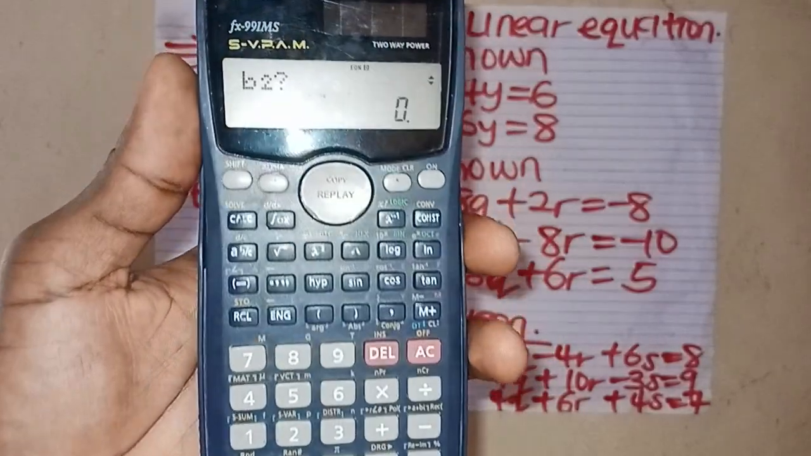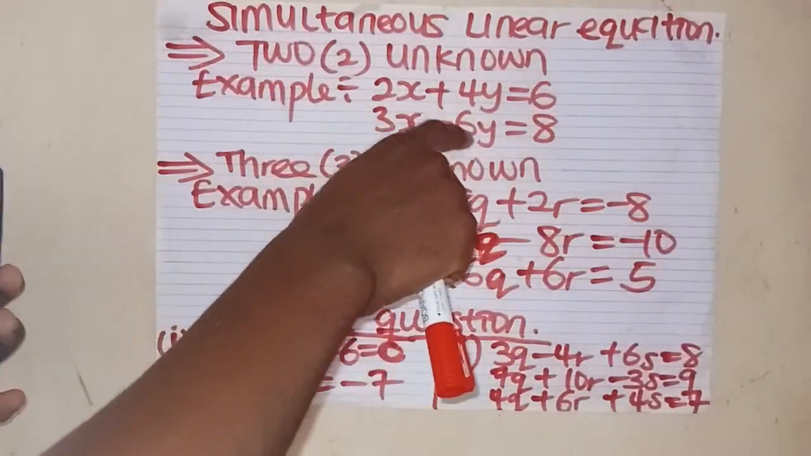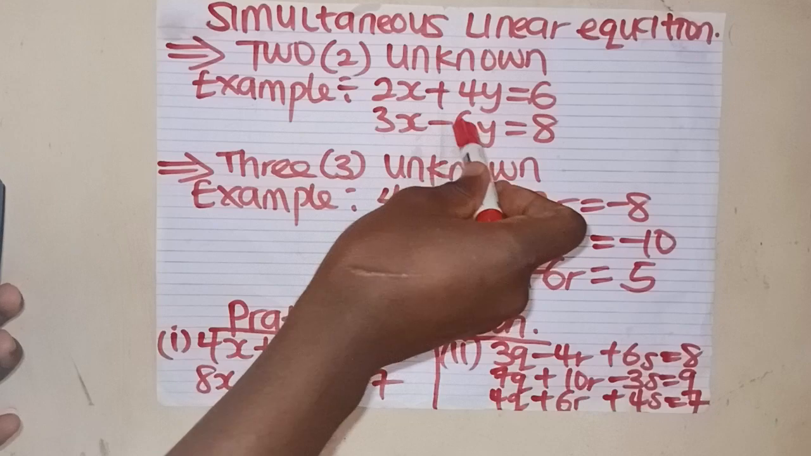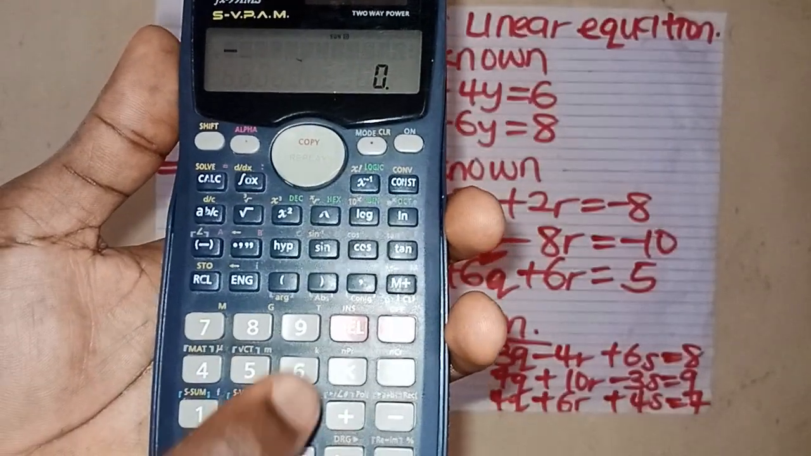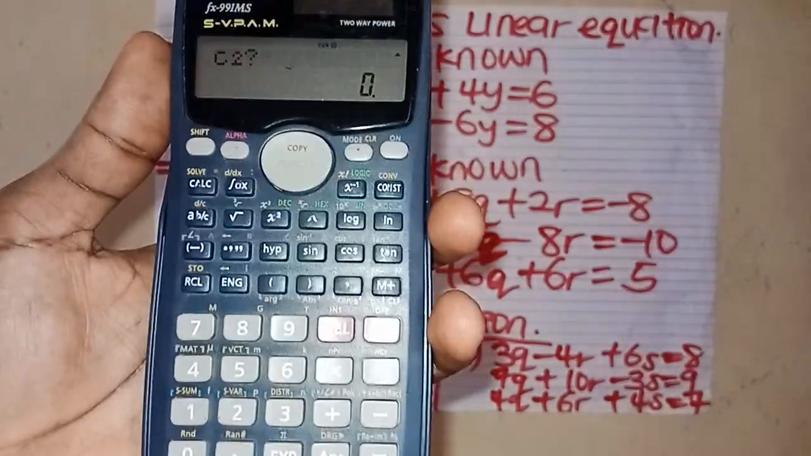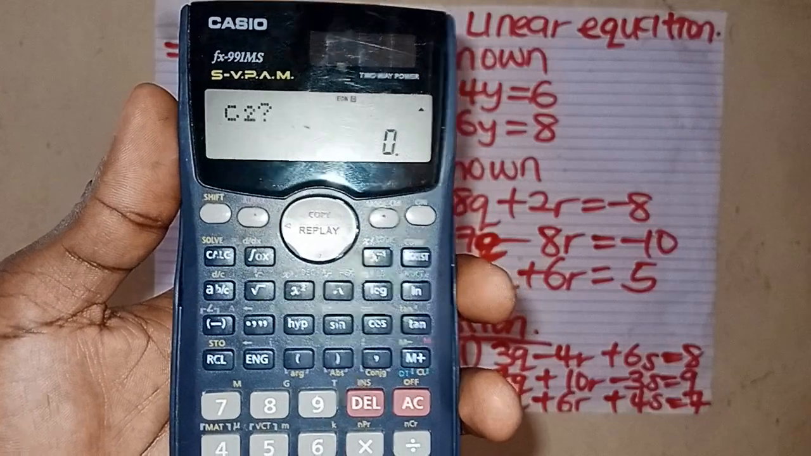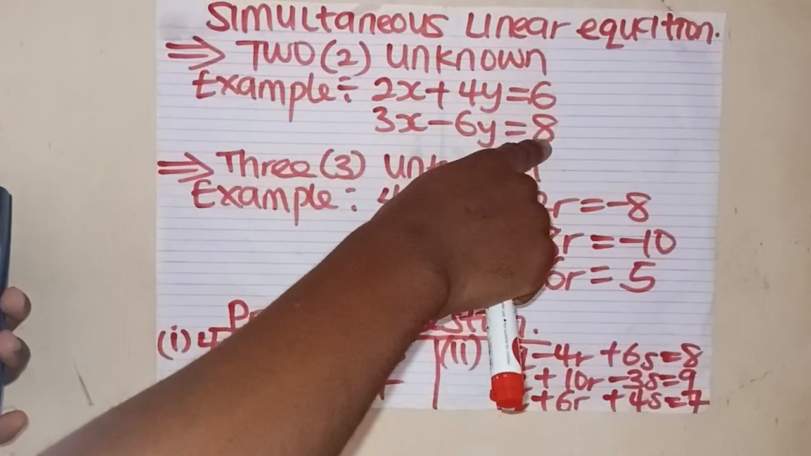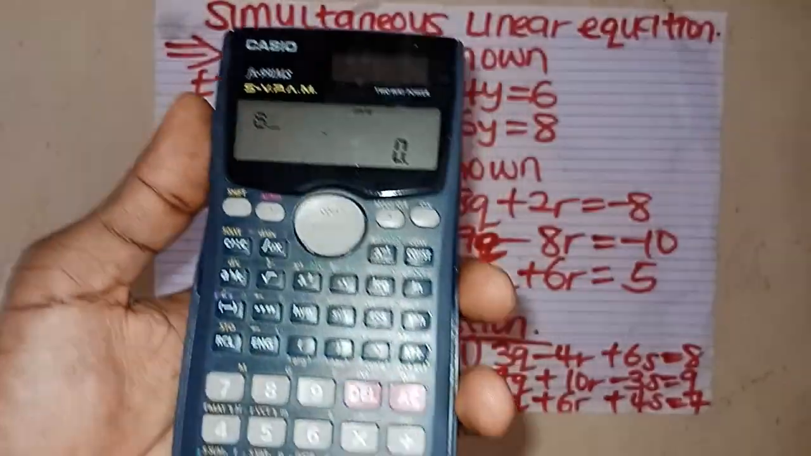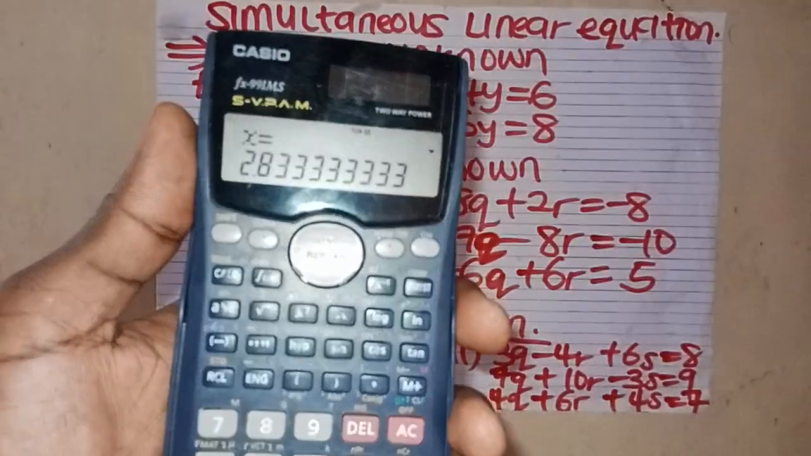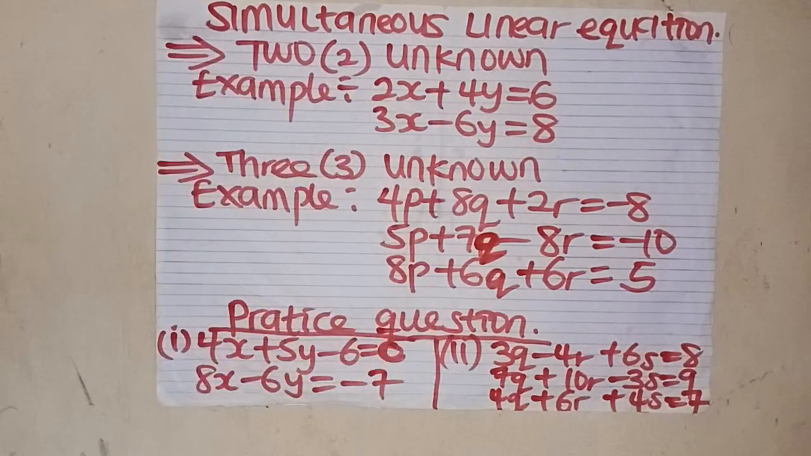When I press equal to, it brought B2. B2 is minus 6. Look at it here. So I press minus 6 here, and press equal to as well. Then it brought C2, and my C2 is 8. So I'll press 8 here and press equal to. It brought x equals 2.8333. Let me write it here.